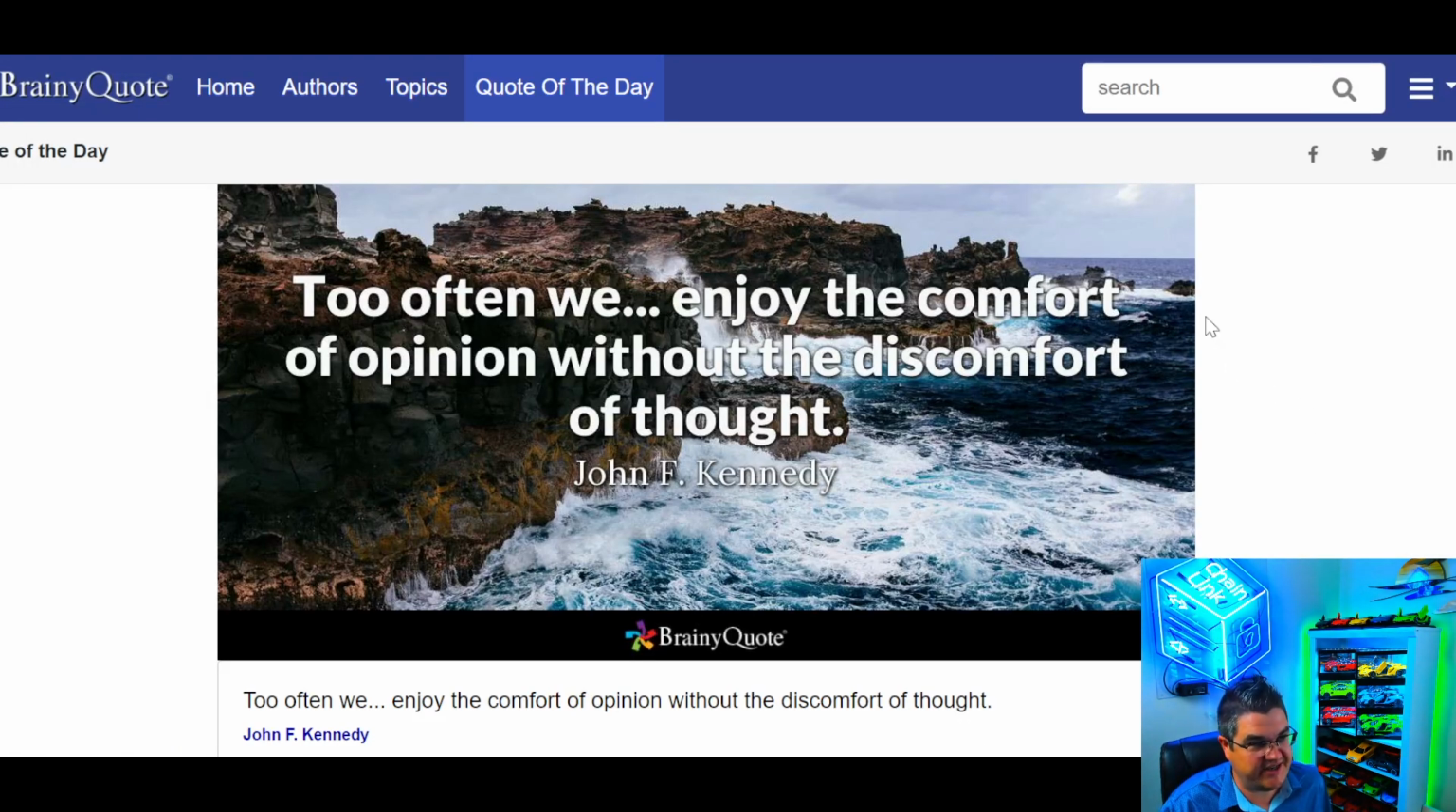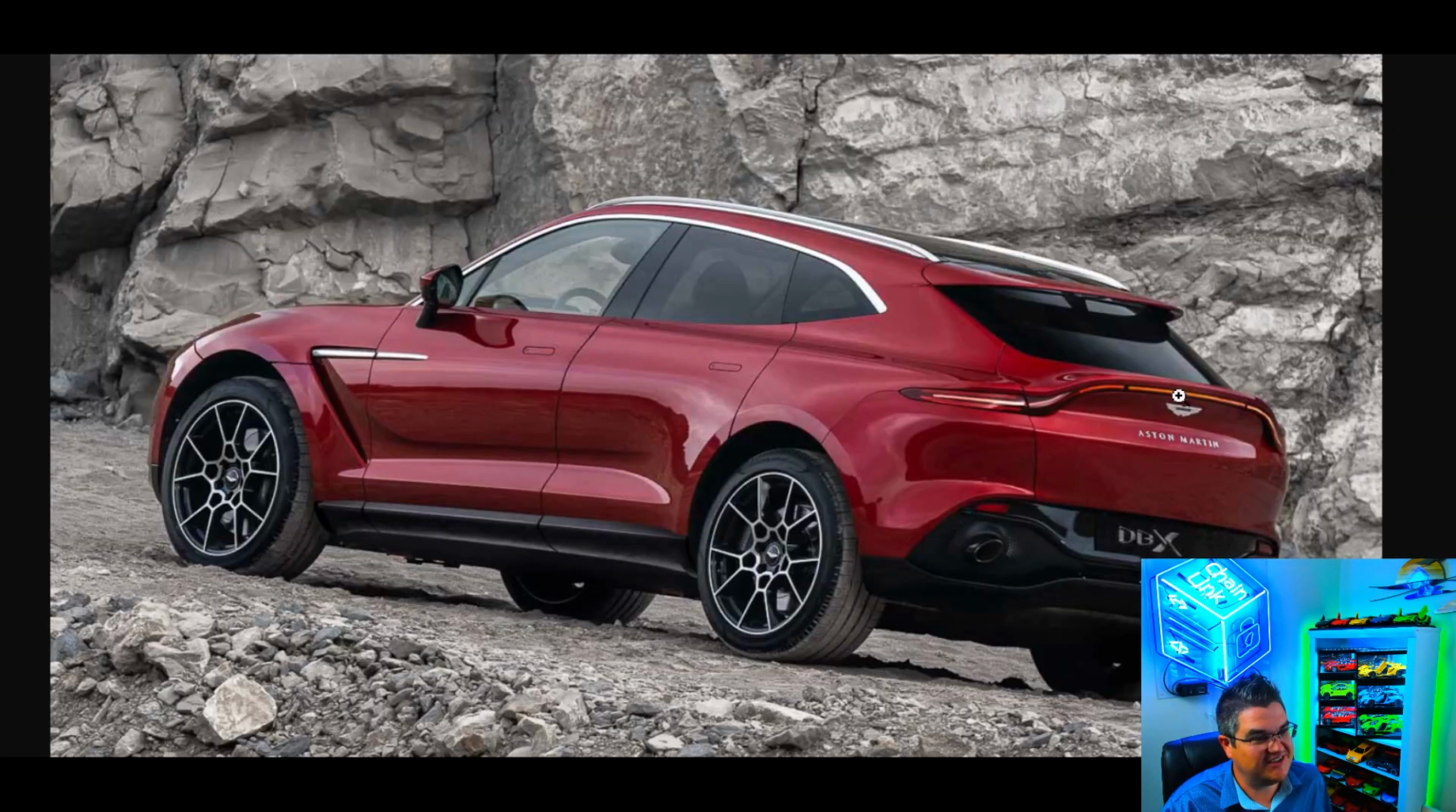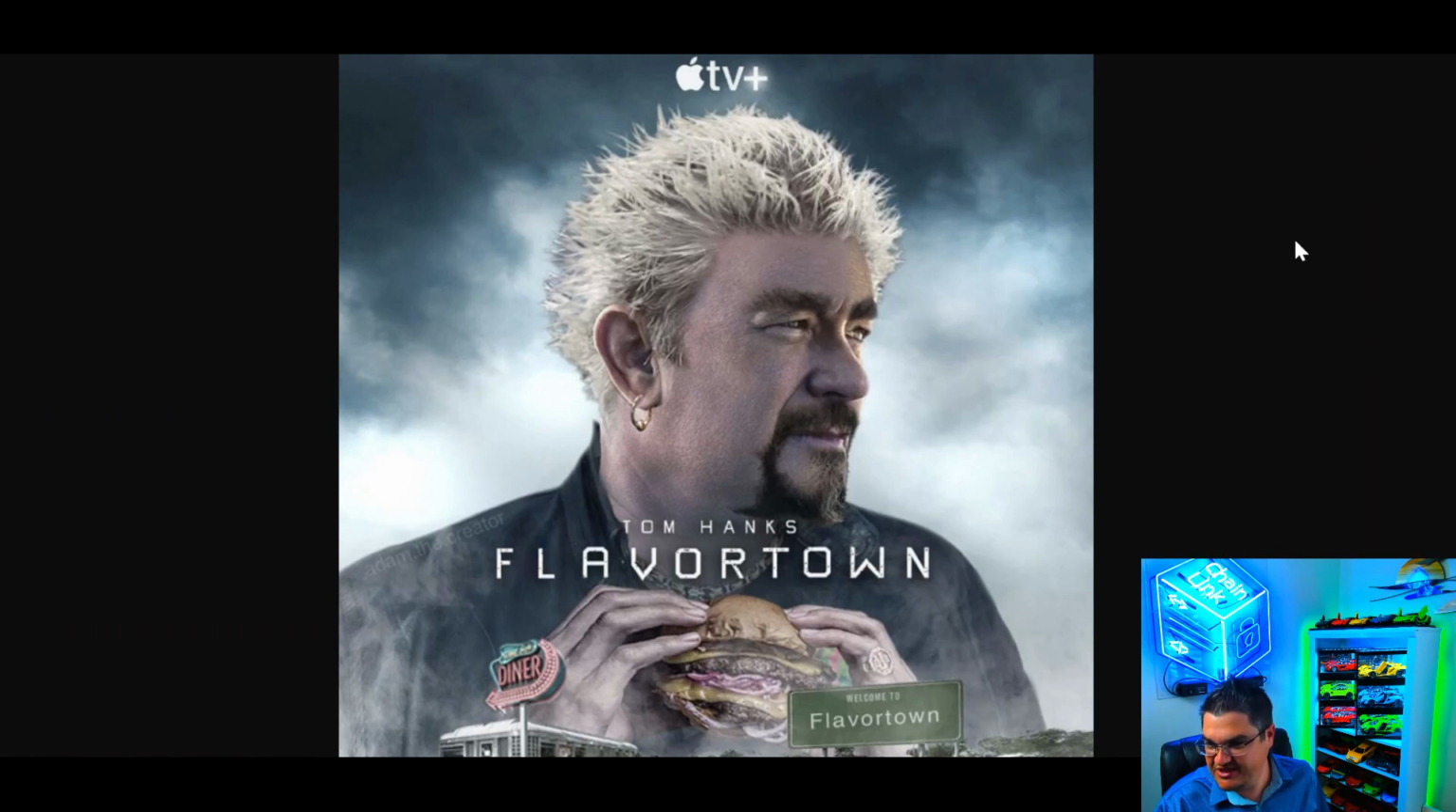Quote of the day by John F. Kennedy: too often we enjoy the comfort of opinion without the discomfort of thought. Excellent, sir. Car of the day, Aston Martin DBX. What the hell is that? Looks like an SUV, Chase. Right you are, Ken. SUV by Aston Martin. Pretty nice looking. Kind of looks like a Honda CR-V to me, but I love Aston Martin, so it gets a pass. But whatever price your Honda CR-V is, just add a 1 in front of it, and then you can get your Aston Martin. All right, I'll see you on the next one. You can't unsee this.